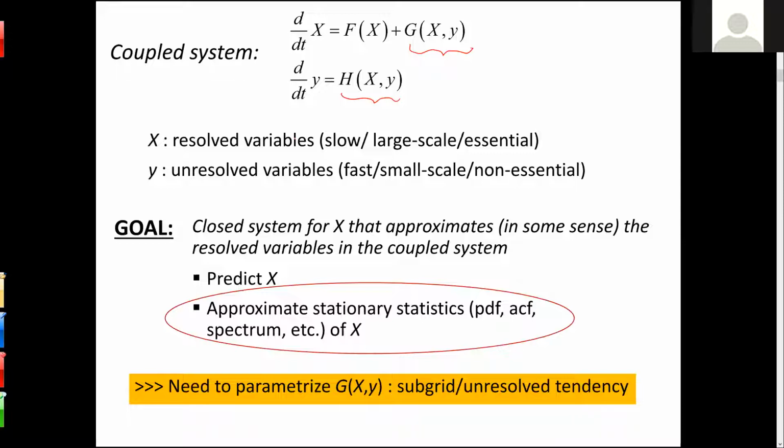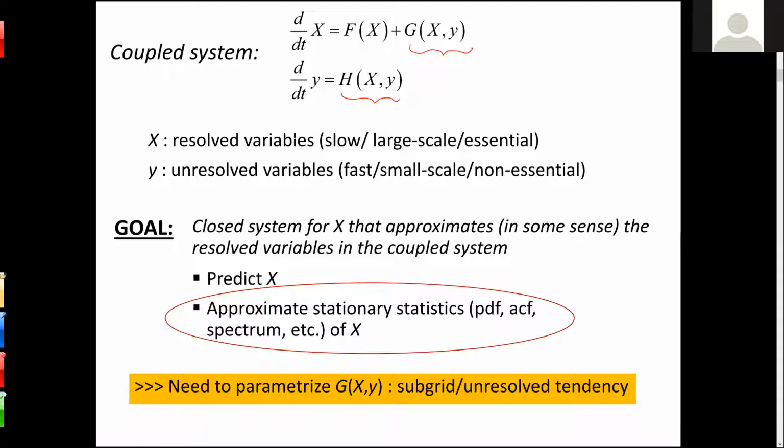Or sometimes we are happy with the approximate stationary statistics. So if we know that our dynamics is stationary, then they have a long run statistics, the stationary statistics. So if their PDFs, probability density functions, are close, or they have the same decay of autocorrelation functions, spectrum, etc. Okay. So predicting X is like point-wise convergence. So you want to have the same path for X from the full model when you are solving it, and Y is solved explicitly, and with the reduced model in terms of X alone.